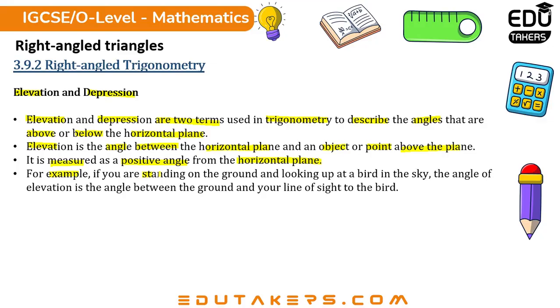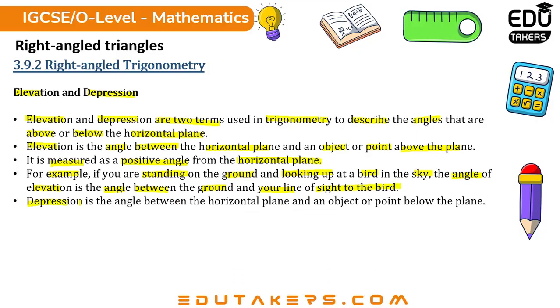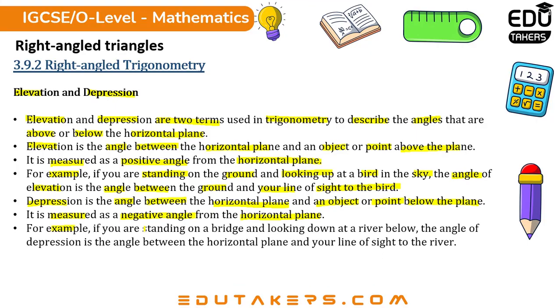For example, if you are standing on the ground and looking up at a bird in the sky, the angle of elevation is the angle between the ground and your line of sight to the bird. Depression is the angle between the horizontal plane and an object or point below the plane. It is measured as a negative angle from the horizontal plane. For example, if you are standing on a bridge and looking down at a river below, the angle of depression is the angle between the horizontal plane and your line of sight to the river.